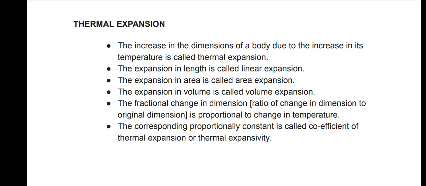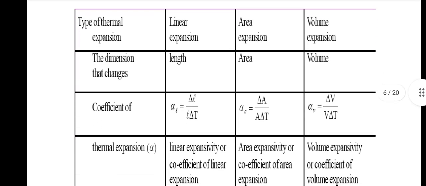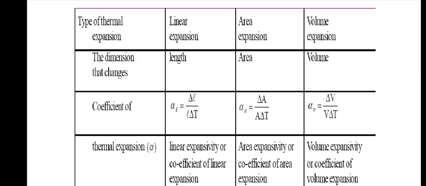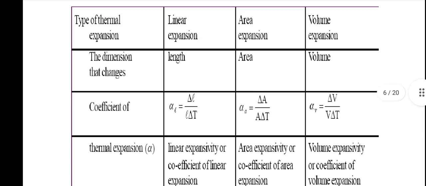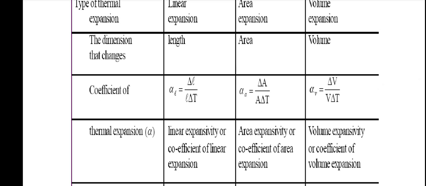The fractional change in dimension, that is the ratio of change in dimension to original dimension, is proportional to change in temperature. The corresponding proportionality constant is called coefficient of thermal expansion or thermal expansivity. Types of thermal expansion: linear, area and volume. The dimensions that change are length, area and volume.